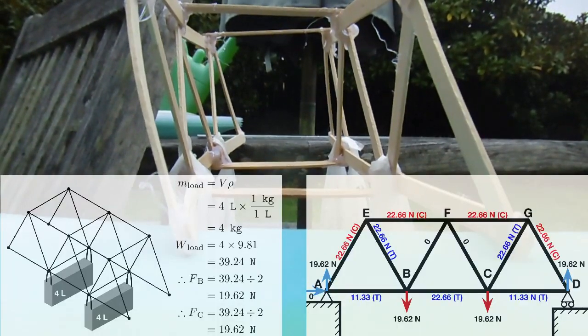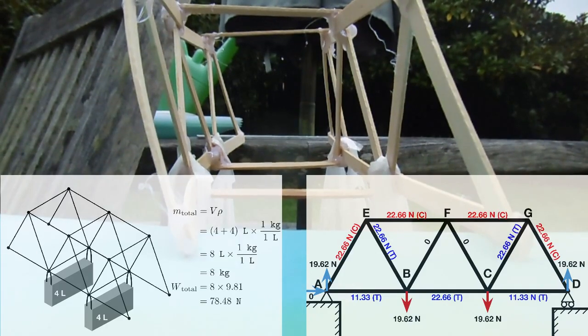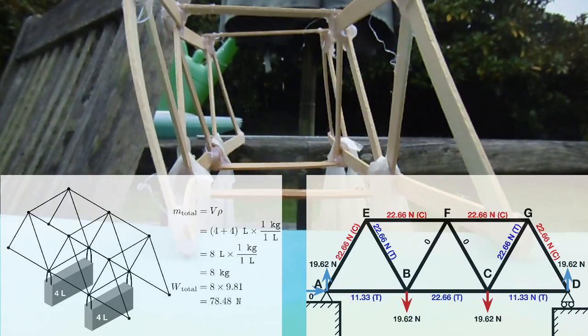At this point we have about 8 liters of water in the plastic bag, which amounts to 19.6 newtons of force acting downwards at joints B and C each, and the total weight force on the structure is about 78.5 newtons.